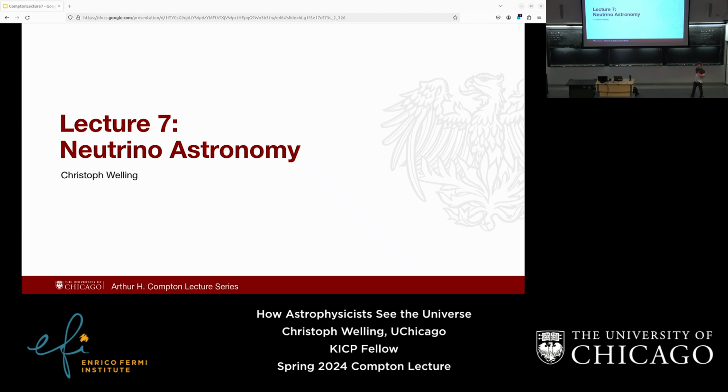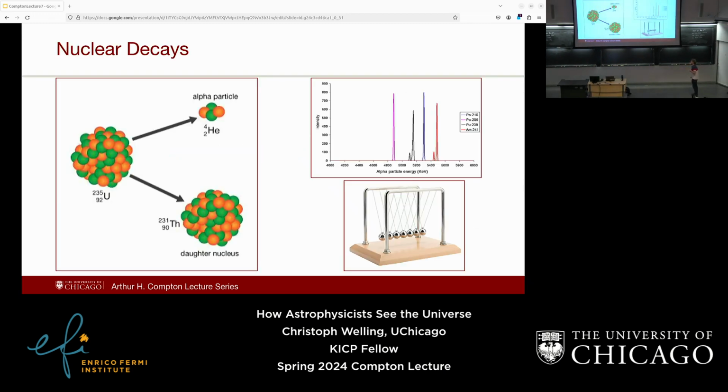This is the one I've been looking forward to, because this is actually what I work on in my day-to-day work. So today we're going to talk about neutrino astronomy and how you can use neutrinos to figure out stuff, or at least try to figure out stuff that's going on in space. But maybe first we should talk about what actually a neutrino is.